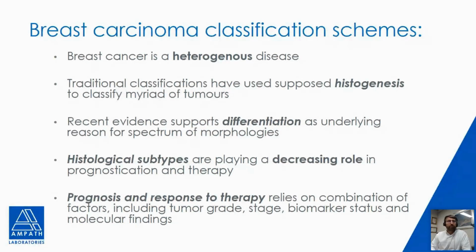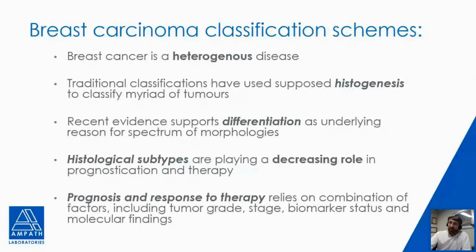Sadly for the pathologists, histological subtypes are playing an ever decreasing role in the prognostication and therapy of breast cancer. And whilst it is very enjoyable to be able to call a tumor a specific subtype and it slots perfectly into that category, if it doesn't really make any prognostic or therapeutic difference, it just remains an academic exercise.